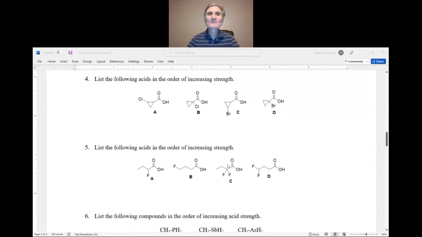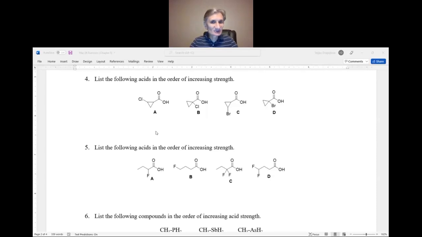Question number 4. List the following acids in the order of increasing strength. Common exam question. And in this case, so that you don't have to redraw the formula, I'm using A, B, C, D associated with each acid. A question like this often stumps some students simply because they see cyclopropyl ring and they're wondering what that means, how does that affect acid strength, and so on. But actually, it's simple inductive effect.